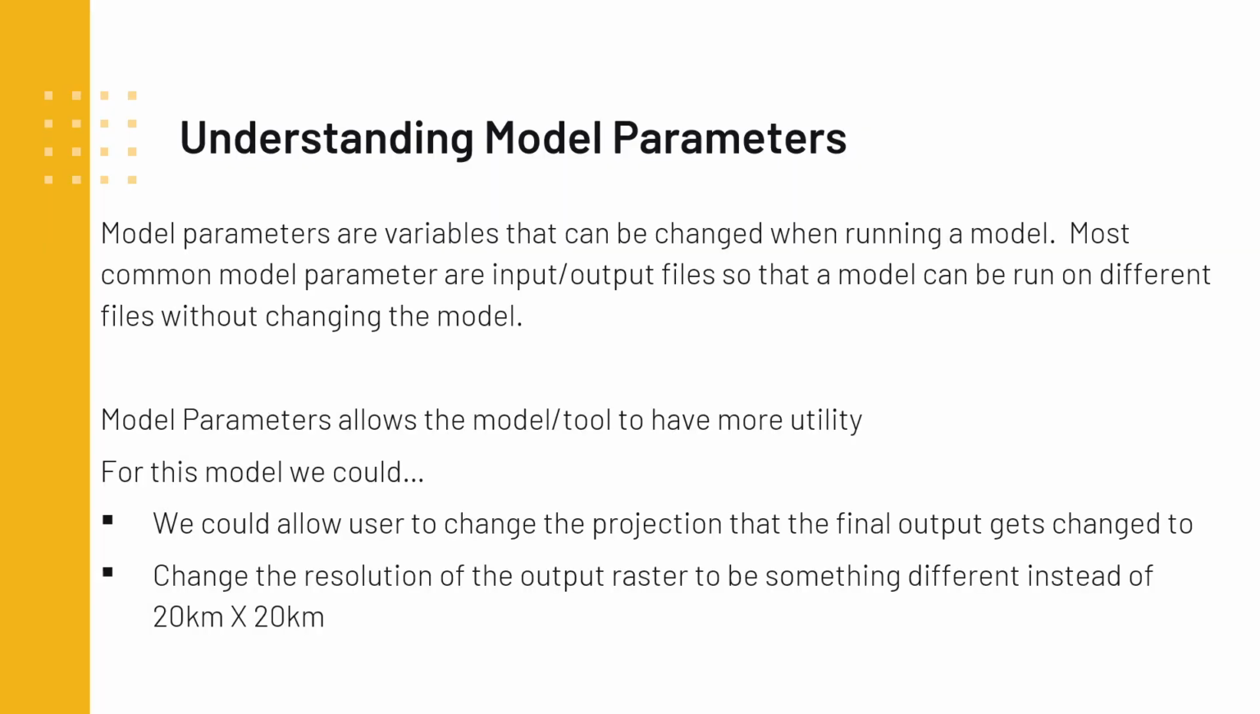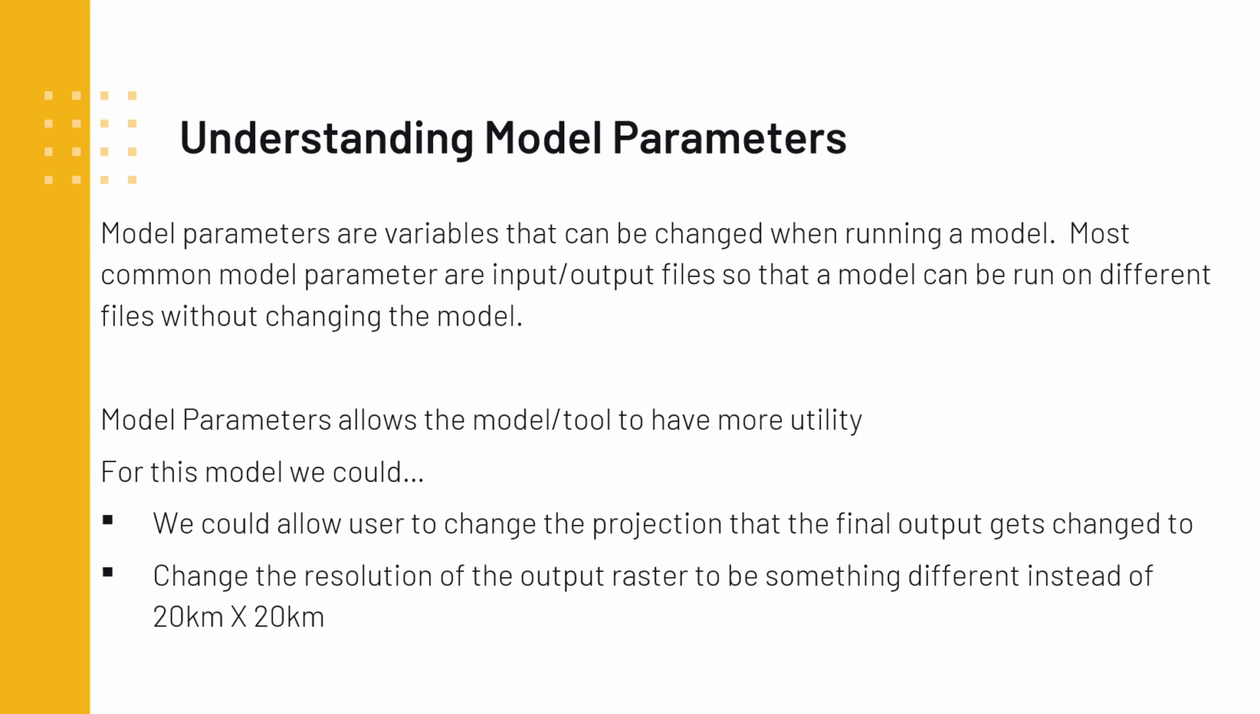Next, we're going to talk about model parameters. What is a model parameter? Well, these essentially are variables that can change when a model is run. The most common model parameters for tools are going to be the input and the output files. So you might have one input coming in and you want to name what file you want to run this whole tool on, okay? And what the output you'd like to be called, okay? So this is going to allow a model to run as a normal tool does in Arc, with different files without changing what that model or tool does. So model parameters are going to allow your model or the tool to have more utility.